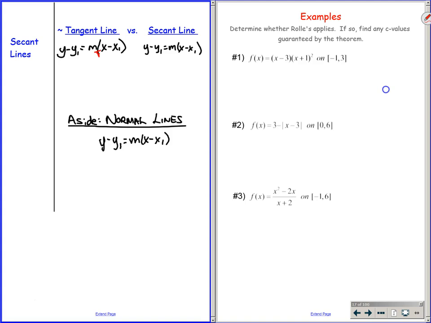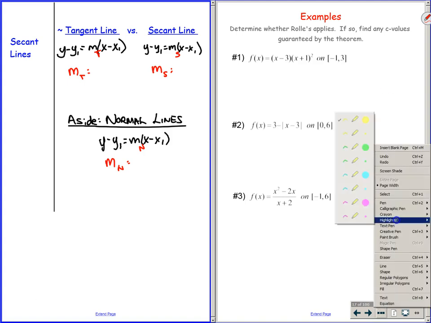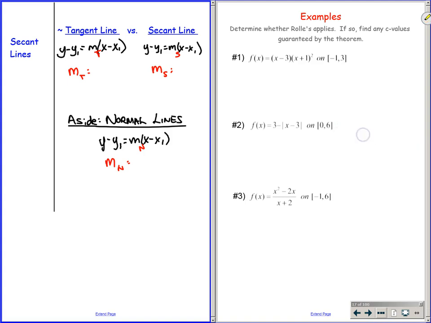I'm going to do a little subscript of a T, a little subscript of an S, and a little subscript of an N. Why? What do you fill in for the tangent slope? What do you fill in for the secant slope? And what do you fill in for the normal slope? Guys, a line is a line is a line. y minus y1 equals m times x minus x1. Where do the numbers go in lines? Where have they always gone and they always will go?